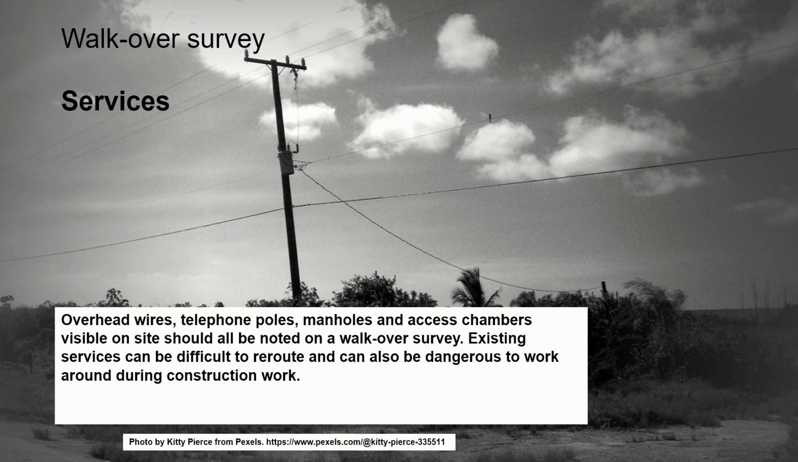Services can be one of the more obvious things that you see when you're walking over the site. A lot of times we have telephone wires or overhead power wires that are visible, or indeed in the ground there may be manholes or access chambers, or in some industrial sites like the James Watt dock that we saw on one of the previous slides, there would be train tracks for running trolleys, and all these things would come under the term services.